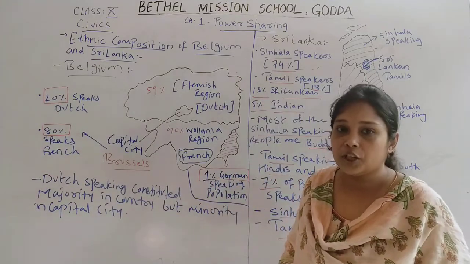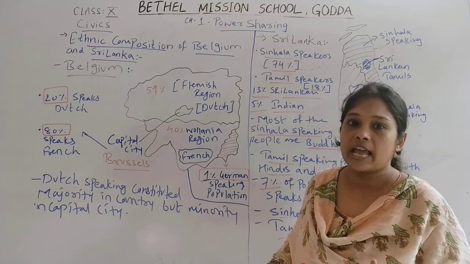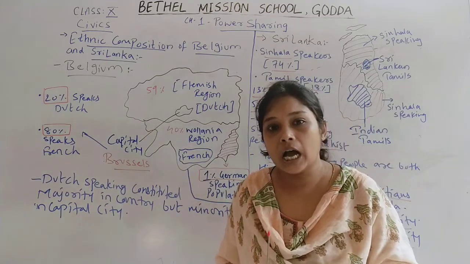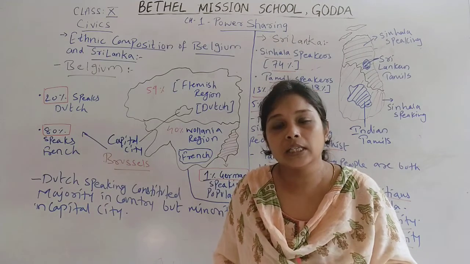In our next session, we will see how power has been divided between these ethnic groups in Belgium and Sri Lanka and how it affects the political system over there.